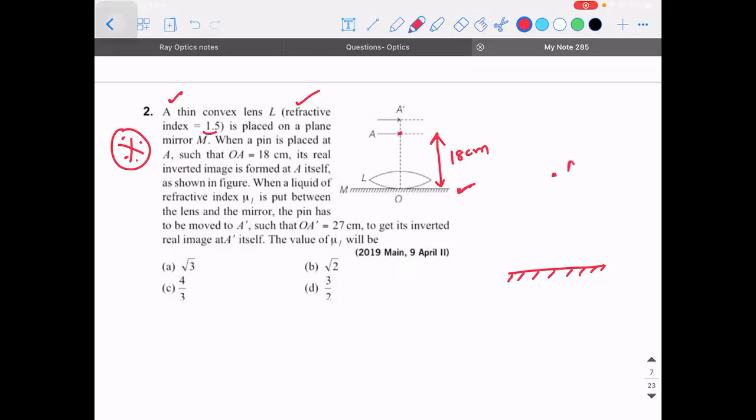If I take this object as A, if there had been only a plane mirror existing, then where will the image of this be formed? At A itself, right? That's where you're going to get it. Now, when you place a convex lens, what do you think should happen so that the image is formed back on the same side?